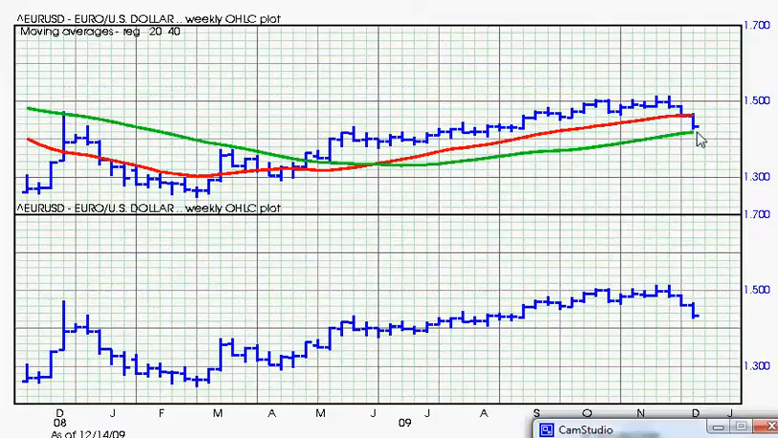Now, here's a weekly chart of the EUR USD, with the 20-week and 40-week moving averages. Basically, what I think has happened here is the EUR USD made a cup with handle pattern and a breakout, and I think it's just coming down and testing the pattern, and it will move higher from here. There's a good chance that that's what's going on now.